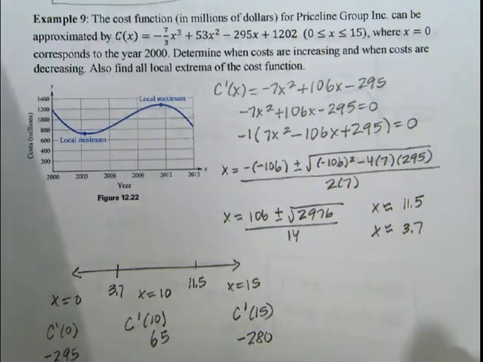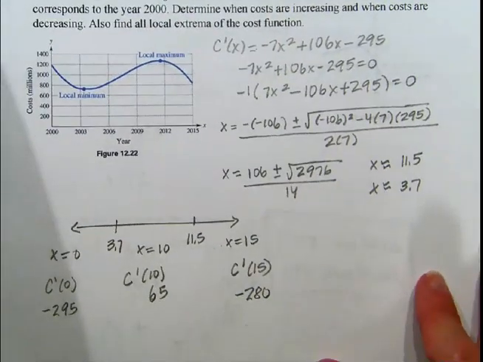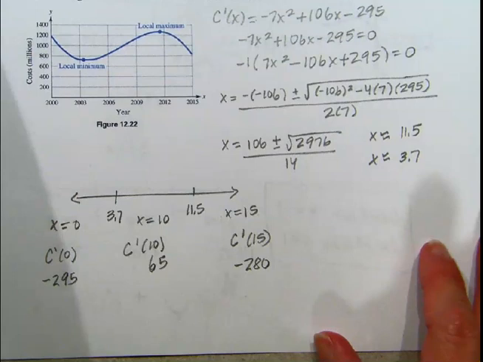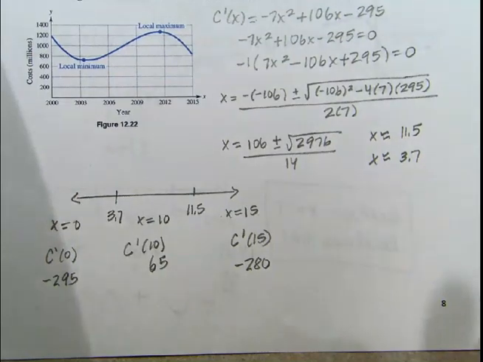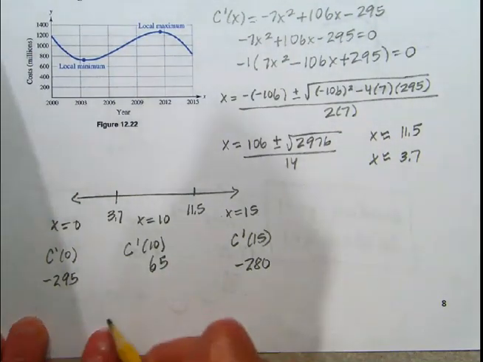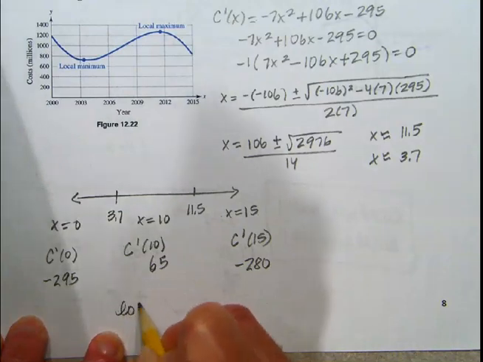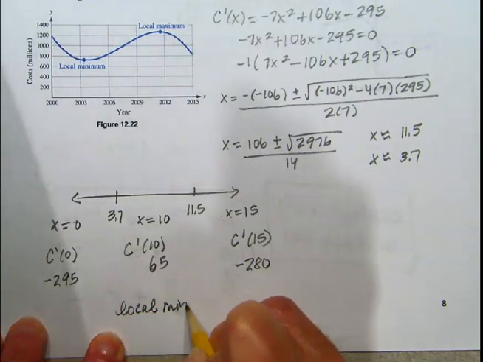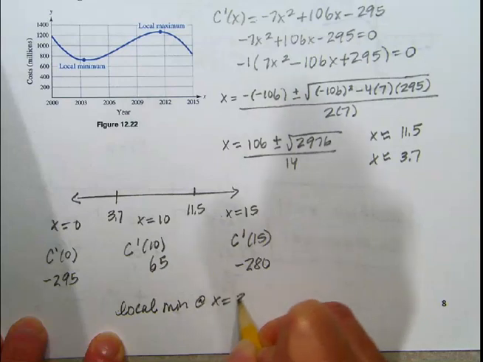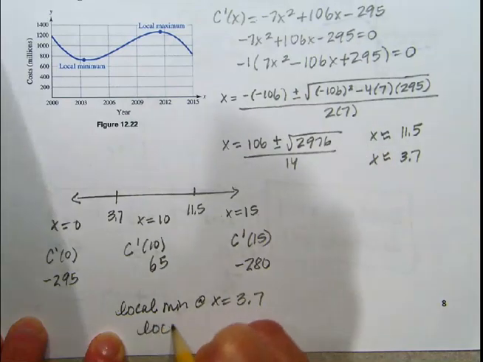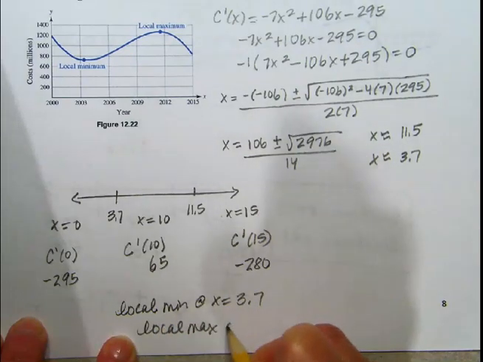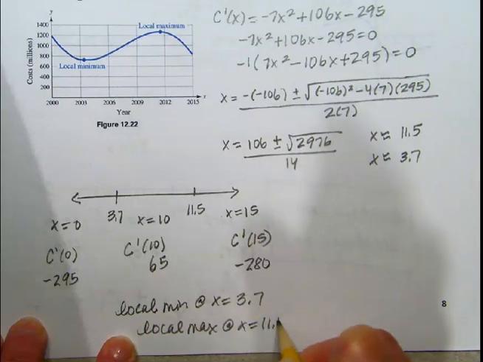Now I'd like you to pause the video and just do the math yourself and make sure you're getting the right numbers with your calculator. Take the time to do that. But the negative, positive, negative pattern tells us that the local min is at x equal to 3.7, and the local max is at x equal to 11.5.